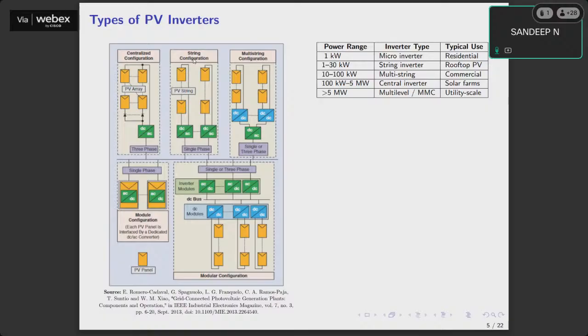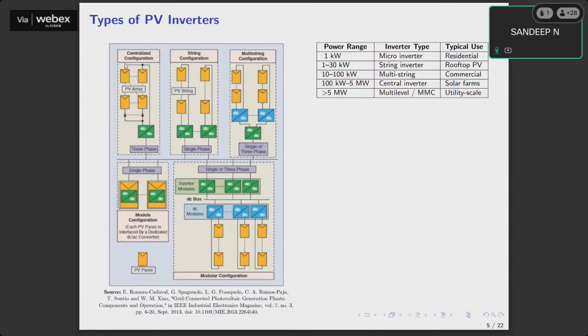Then you have a string configuration. In the string configuration, we have many inverters. We have eliminated the DC-DC stage. We have direct inverters that will be connected to the single phase. So the DC-DC converter itself is eliminated in this case, and the inverters themselves will perform the MPPT operation.